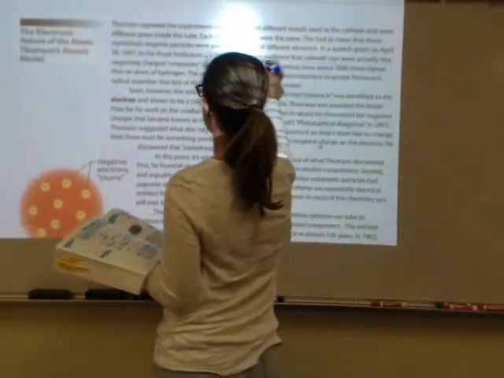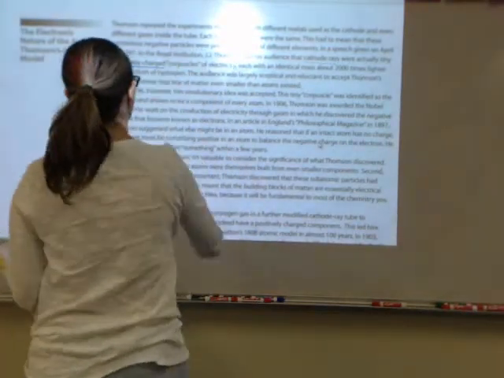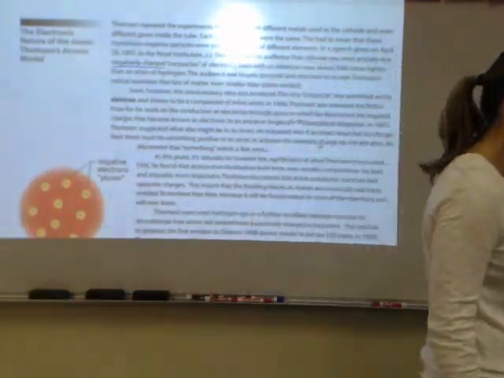Now, on the next page, in 1897, J.J. Thompson gave a speech, and he told his audience that cathode rays were actually tiny negatively charged corpuscles of electricity. And in 1906, he was awarded the Nobel Prize. He actually discovered the electron. That's what these corpuscles were.